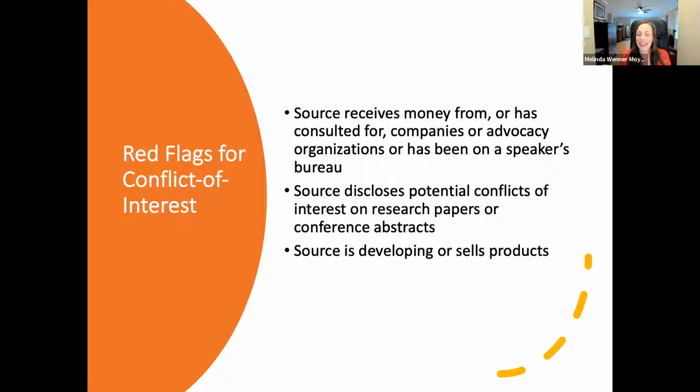And in my chapter in the editing handbook, by the way, there are some more resources you can use that can help you discover whether sources have potential conflicts of interest. There are some great resources out there, actually, for cross-checking the names of sources, especially doctors. So those are important things to think about.